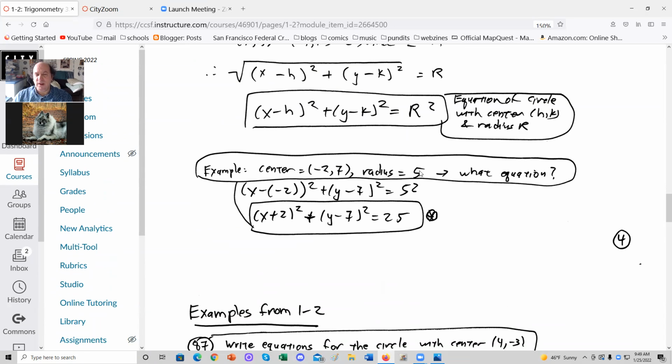What's the equation? Okay, x minus h squared plus y minus k squared equals r squared. h is -2, k is 7, r is 5. Minus a negative is a plus. So this is x plus 2 squared plus y minus 7 squared equals, and 5 squared is 25. So generally we don't stop with this formula. We move on and process it just a bit to make it easier to read.